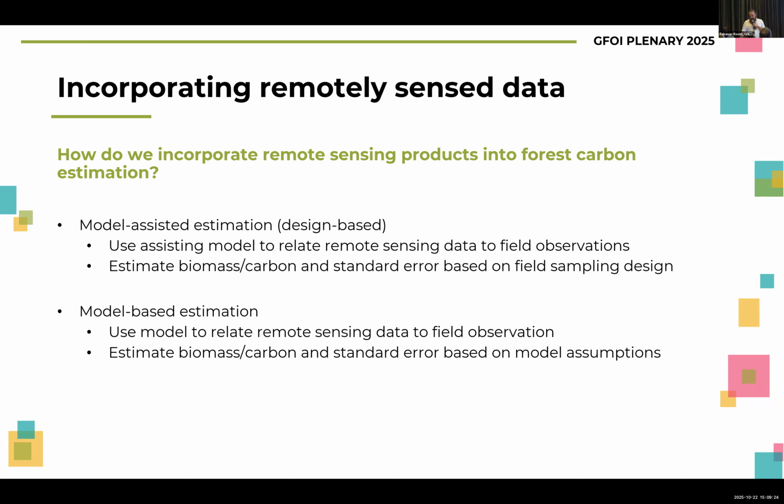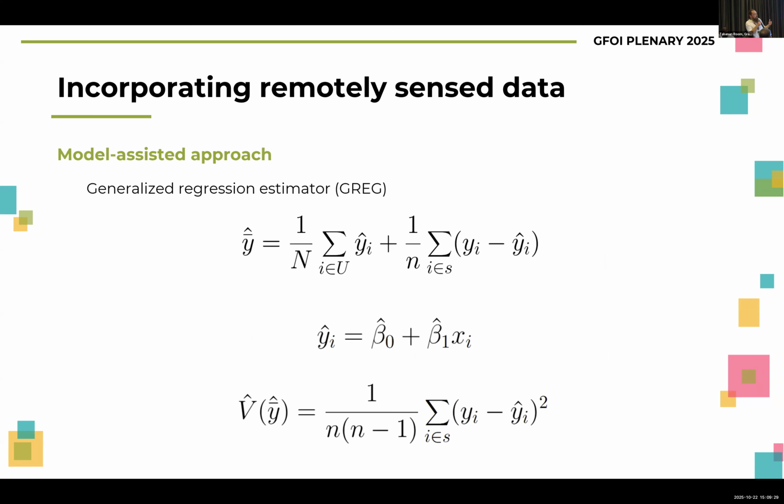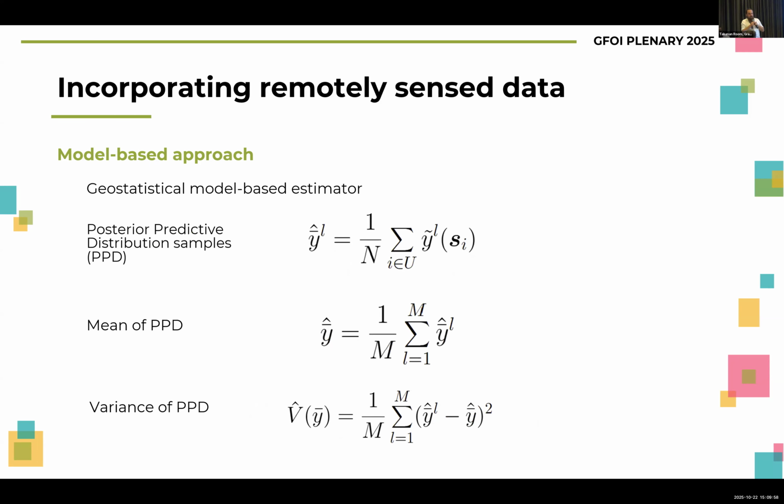And here's math, but I'm going to go really fast, so don't worry. This is a generalized regression estimator, which is just an example of a model-assisted estimator. It uses a basic linear regression model to relate the remote sensing data, which is that fun little X there, to my observations of biomass or carbon. So this is the NFI plot data. We can get an estimate of biomass for the area, and then we can use a variance estimator to get at the uncertainty.